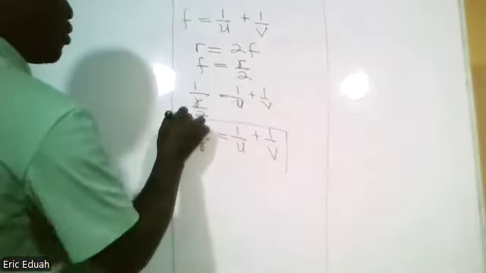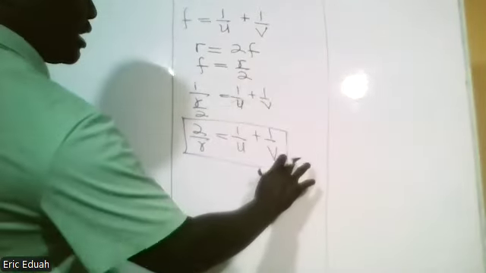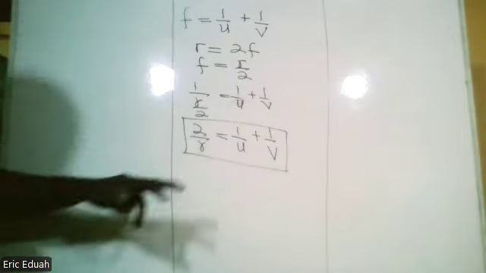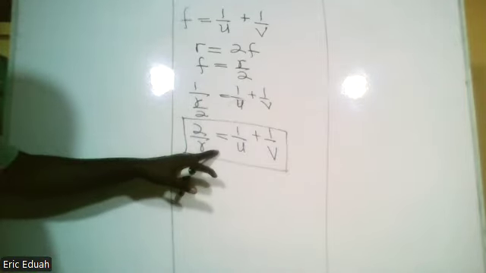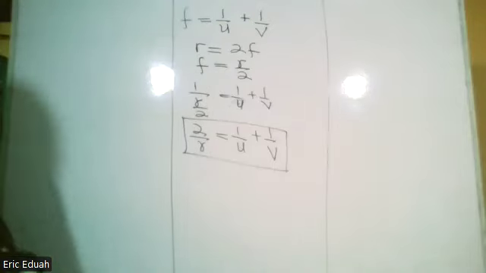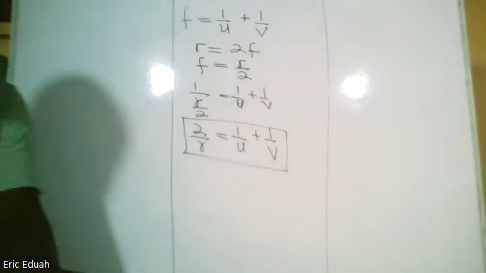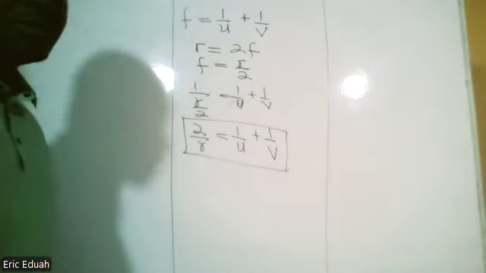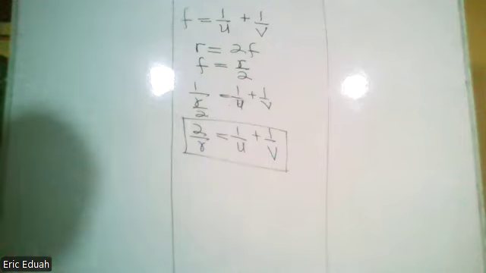So this is another way of expressing the mirror formula. So when you see it being expressed in this manner, it is coming from the fact that radius of curvature is twice the focal length of the mirror. Okay.